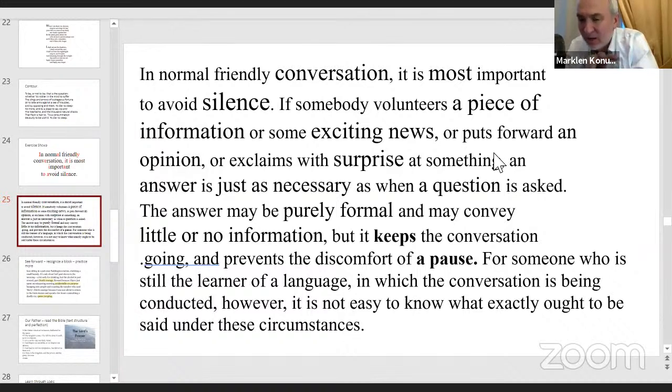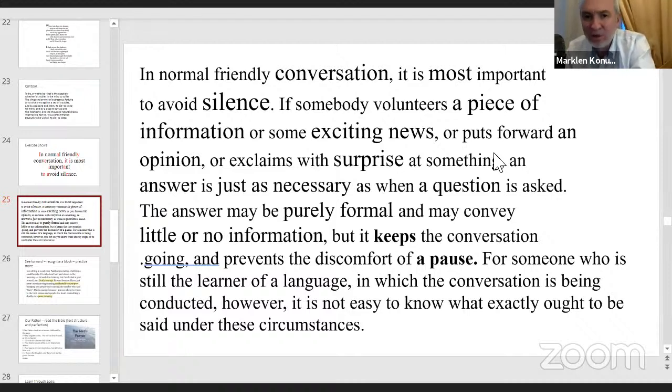Just observe the way I level out and rhythmicalize. Listen very attentively. I'll be doing this and that occasionally in order to achieve this pronunciation. In normal friendly conversation, it is most important to avoid silence.